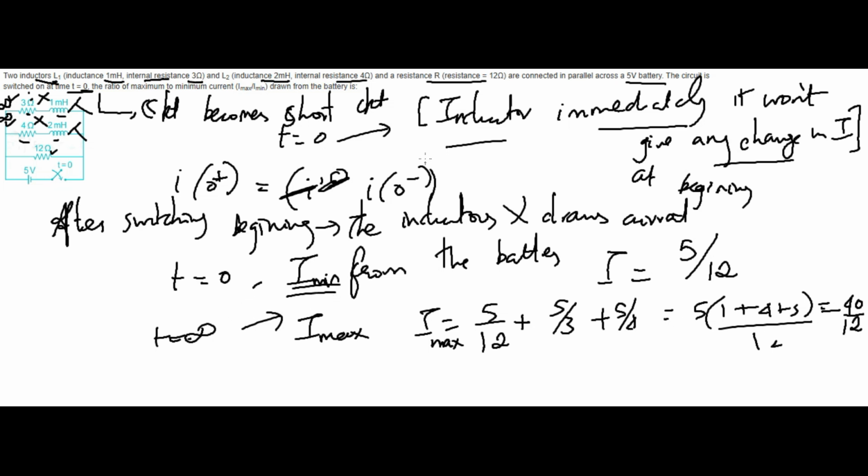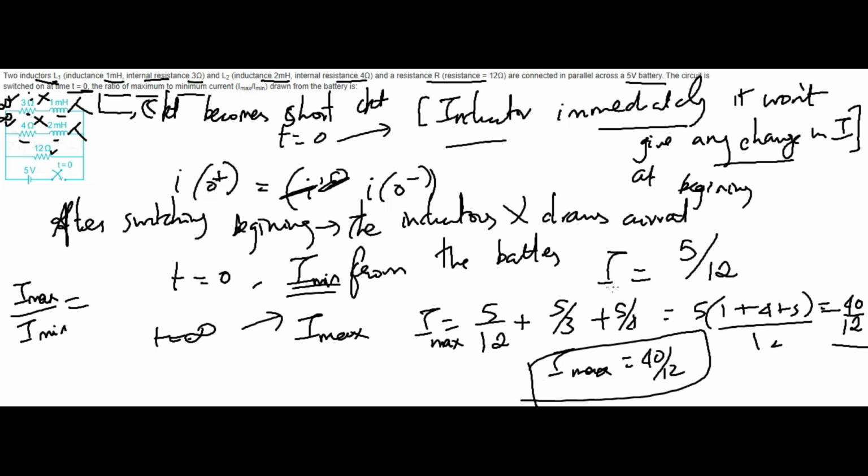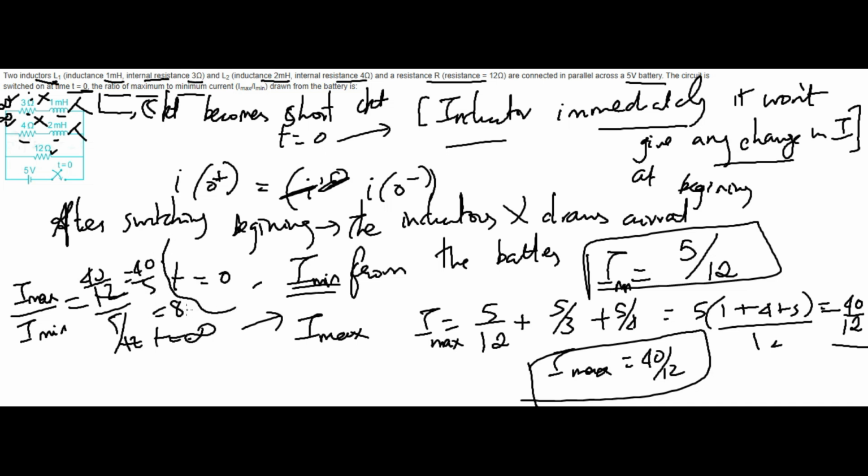What they have asked is the ratio of maximum to minimum. I max is 40 divided by 12, and I minimum is 5 by 12. So 40 divided by 12 divided by 5 by 12, the 12 gets cancelled, giving 40 by 5, which is equal to 8. So the answer is 8 amps.